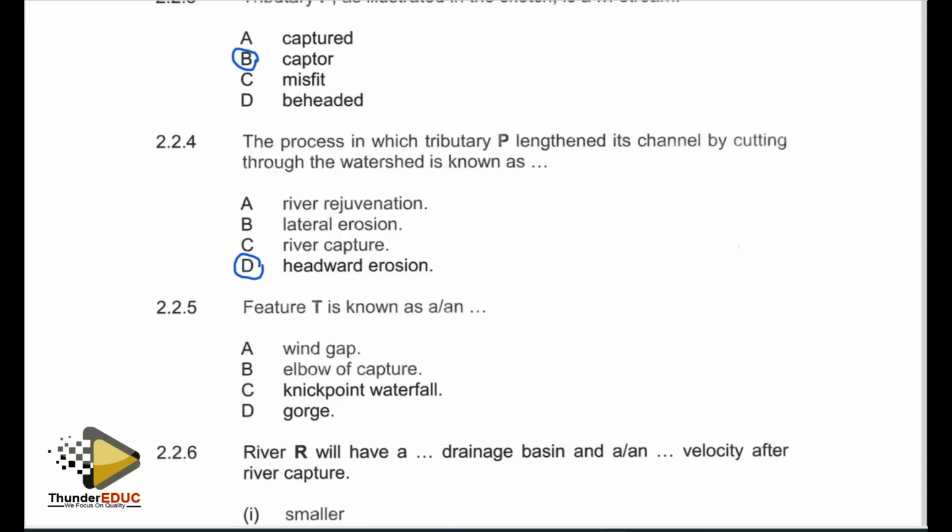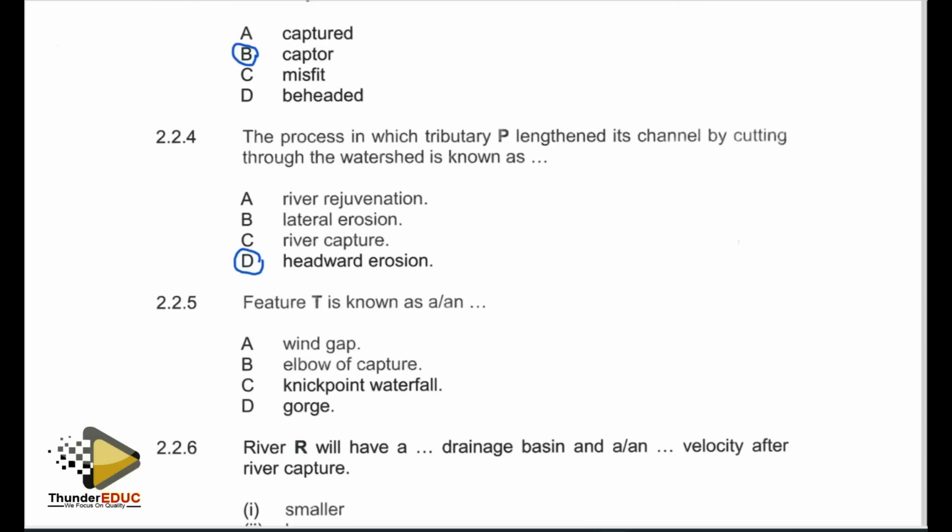So relevant to this question here, the process which is responsible for making river tributary P able to cut through the watershed was aided by headward erosion. Right, we move on to the next question.